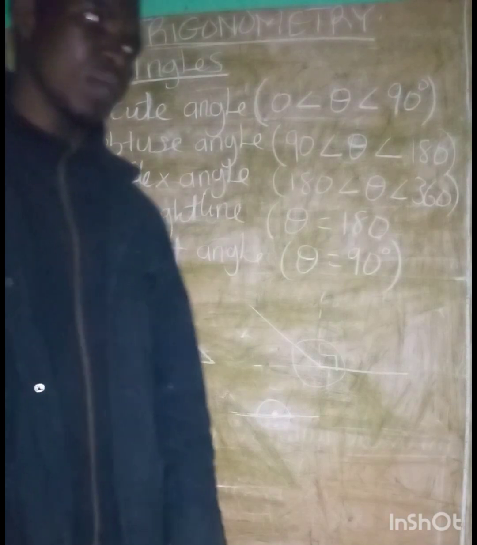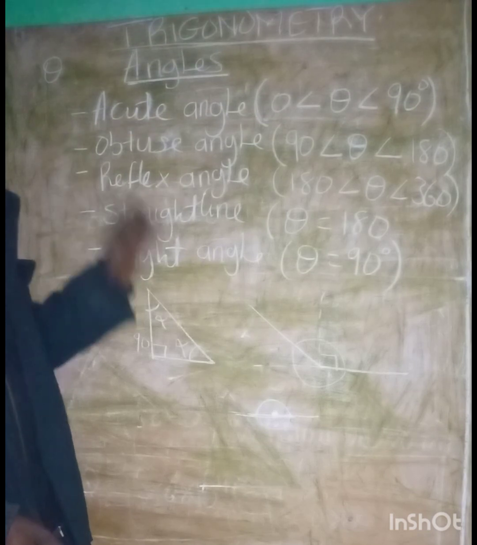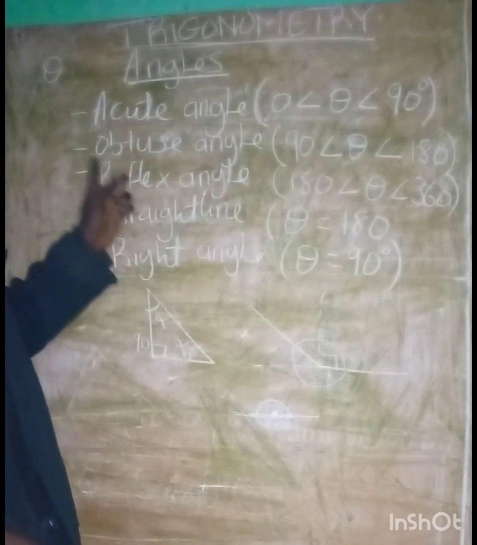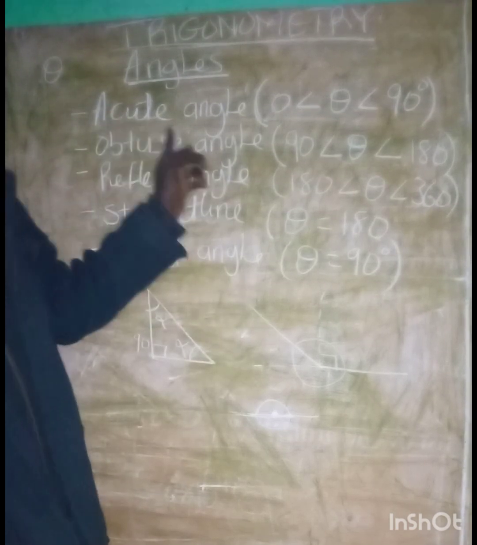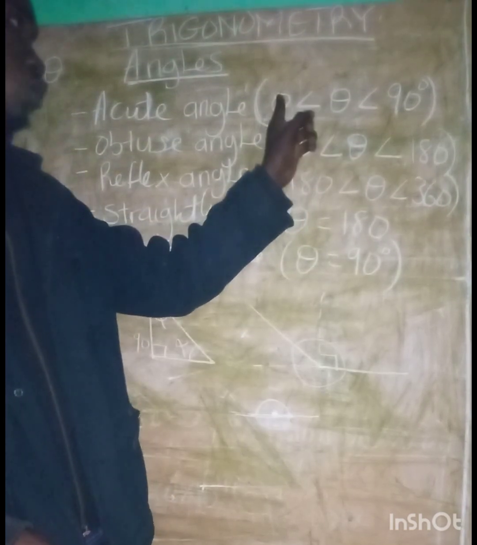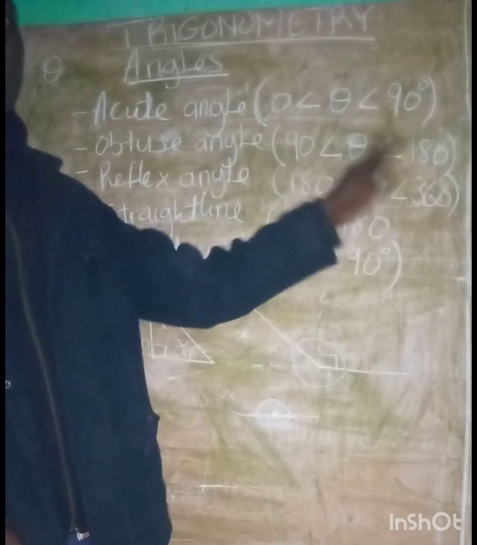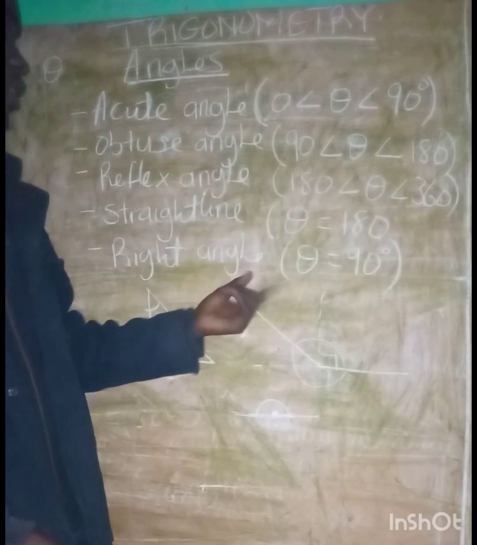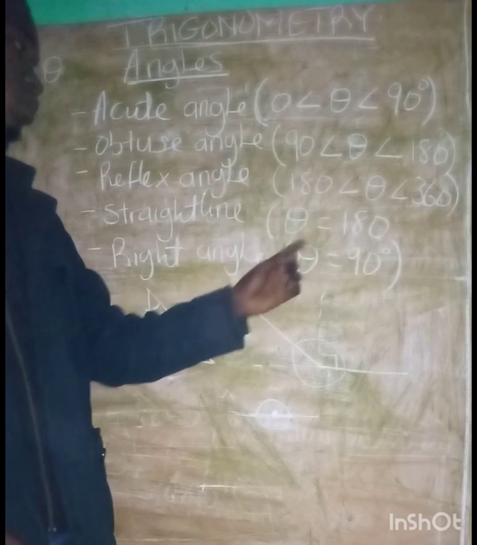So let's do a quick recap of all that we learned. We saw that there are about five types of angles: the acute angle, the obtuse, the reflex, the straight line angle, and the right angle. The acute angle is an angle that is less than 90 degrees but greater than 0 degrees, so theta is between 0 and 90. The obtuse is greater than 90 but less than 180. The reflex is greater than 180 but less than 360. The straight line angle is exactly equal to 180, and the right angle is equal to 90 degrees.